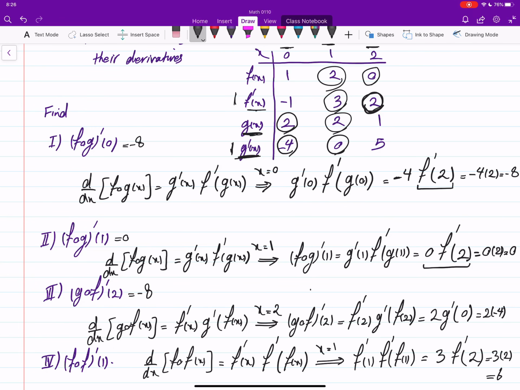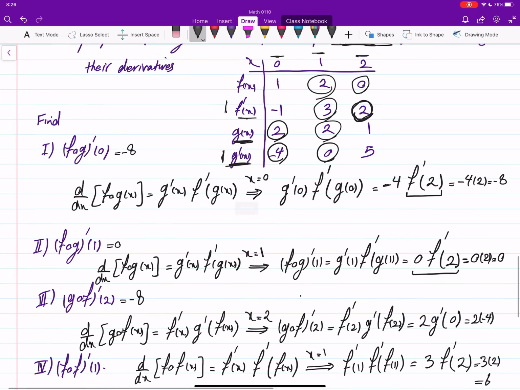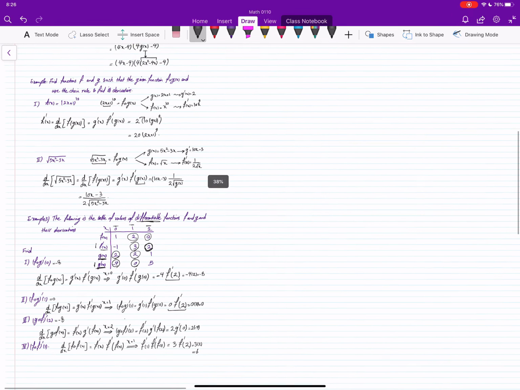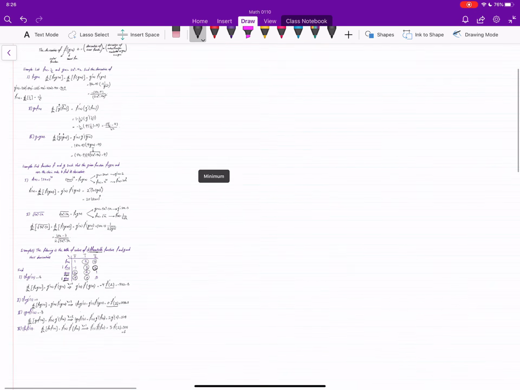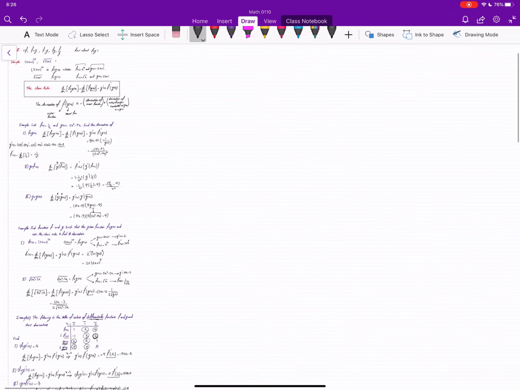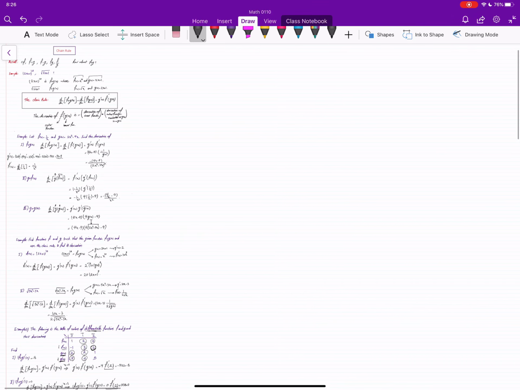Again, when you write down the chain rule, then you can use the values of the functions given on the table to evaluate those. So this was an introduction to chain rule. We will have a little bit more work on the chain rule, but basically the bulk is here.